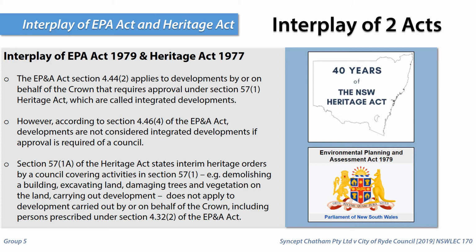However, according to Section 4.46 subsection 4 of the EPA Act, developments are not considered integrated developments if approval is required of a council. Section 57 subsection 1A of the Heritage Act states interim heritage orders by a council covering activities in Section 57 subsection 1, for example, demolishing a building, excavating land, damaging trees and vegetation on the land, carrying out development, do not apply to development carried out by or on behalf of the Crown, including persons prescribed under Section 4.32 subsection 2 of the EPA Act.